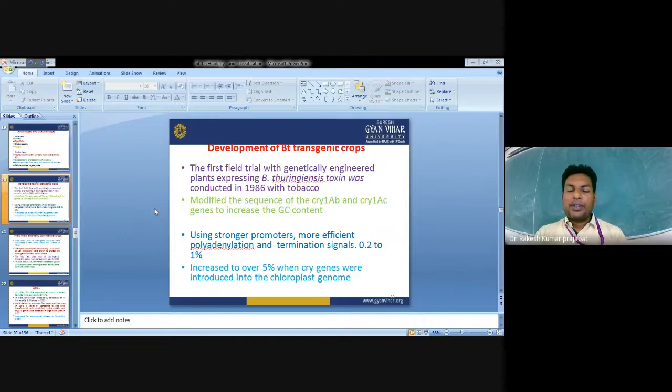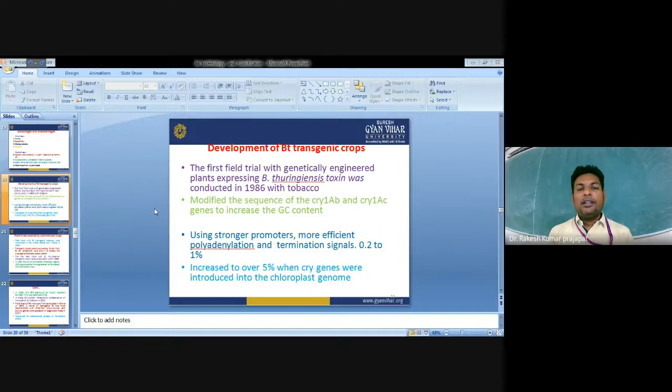Because first we need to understand that when we express a bacterial gene in the plant system, or any plant gene in the bacterial system, we have to optimize the codon usage. Codon usage matters because bacteria are a prokaryotic system and plants are a eukaryotic system. The eukaryotic system is somewhat different from the prokaryotic system. So we have to optimize the codon usage according to the individual organism.